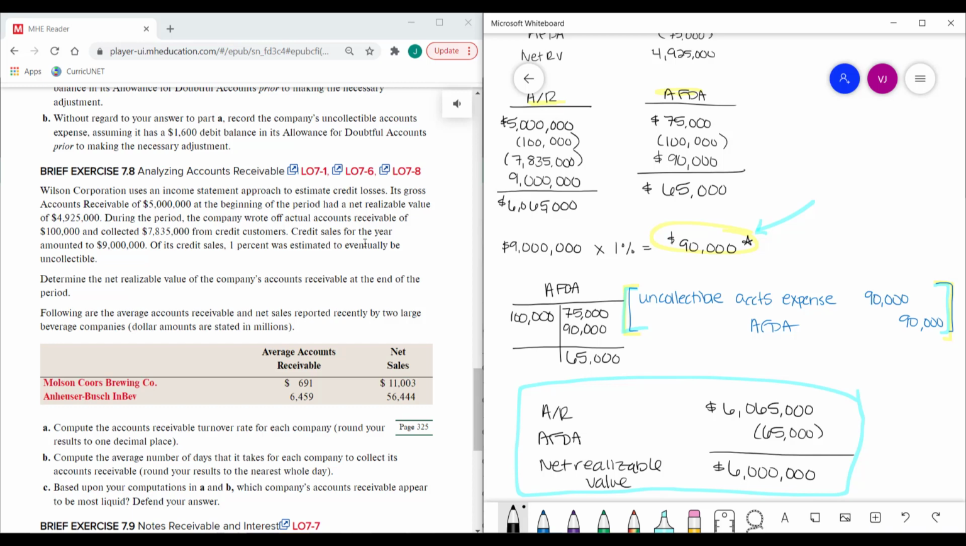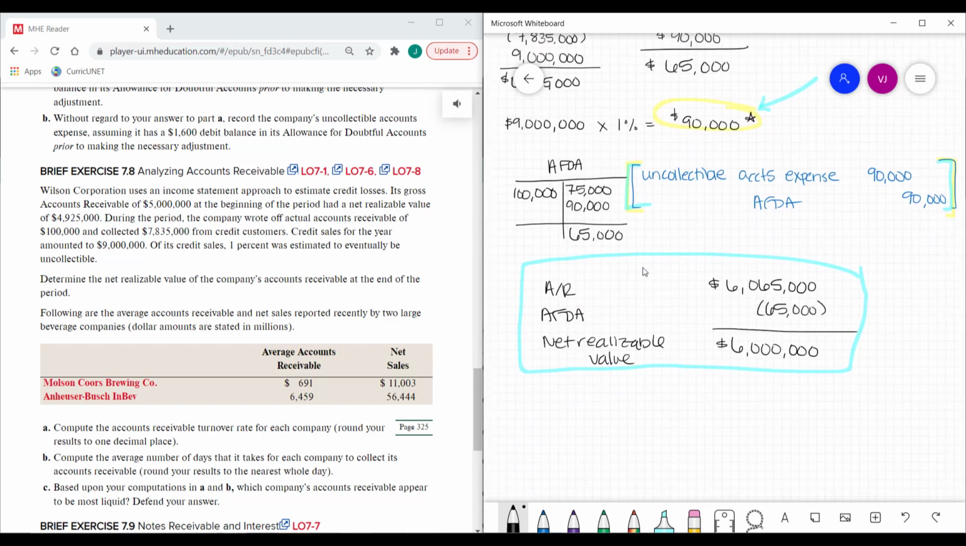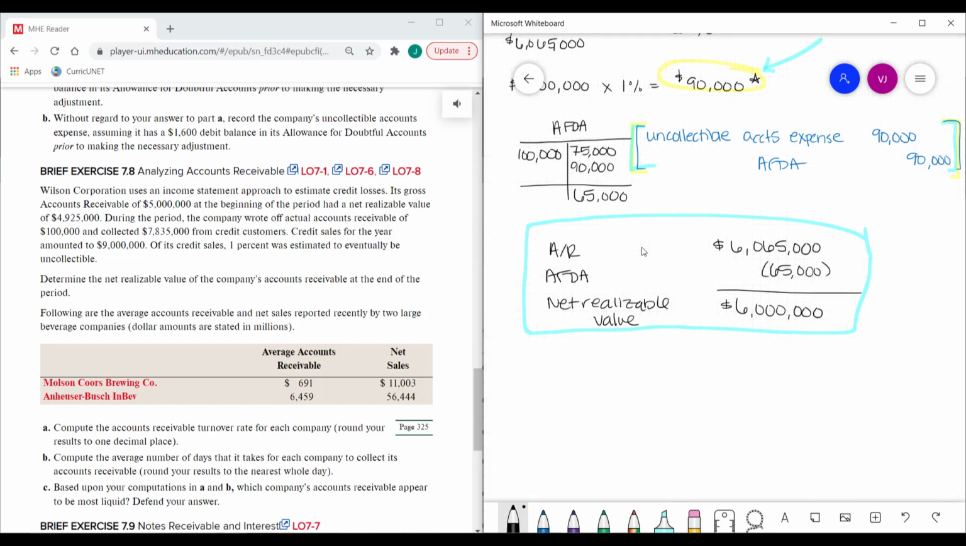Okay, so those are the two GAAP methods. But I'll just make one quick mention of the other method that is non-GAAP. It's the direct write-off method.